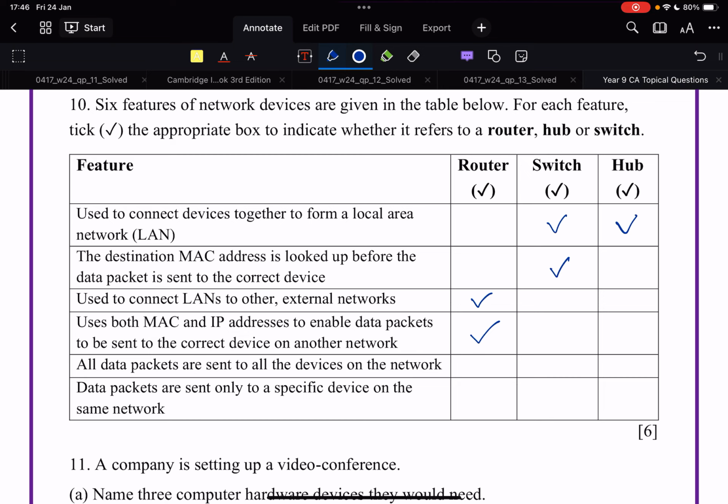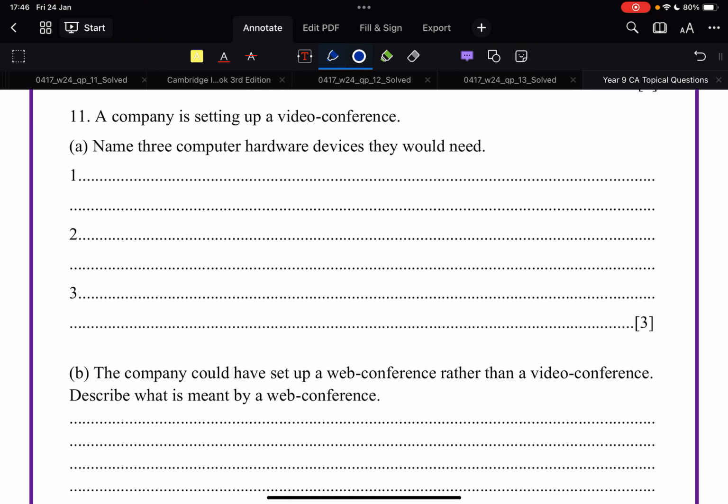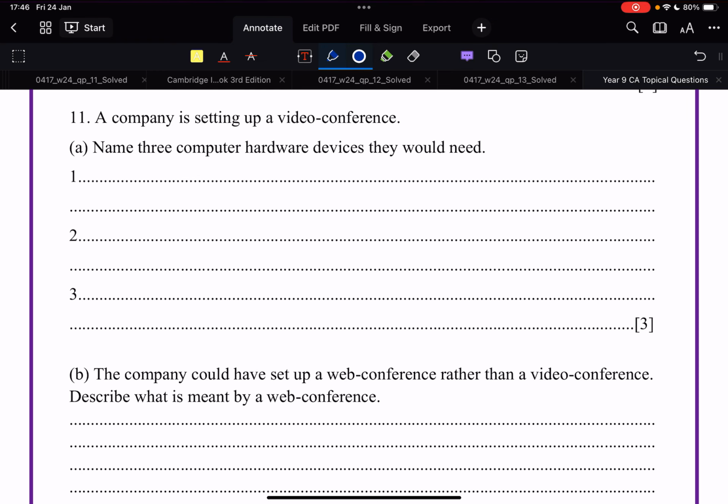All data packets are sent to all devices on the network. That is your hub. Data packets are only sent to a specific device on the network, and that is your switch. Okay. A company is setting up a video conference. Name 3 computer hardware devices that they would need.